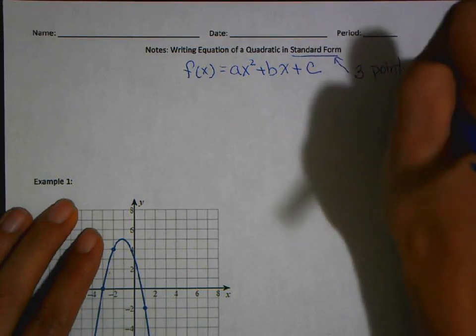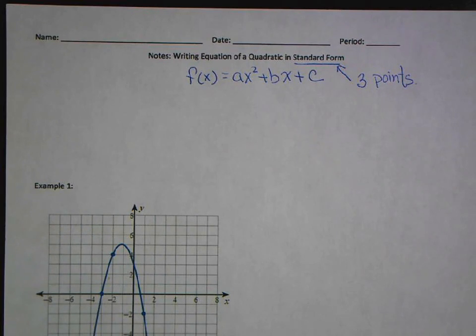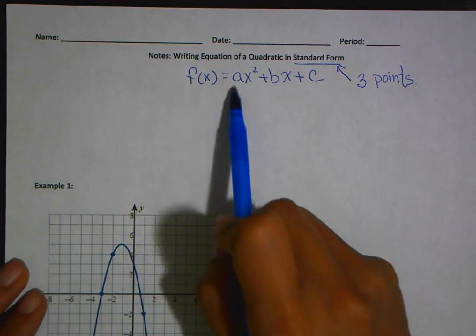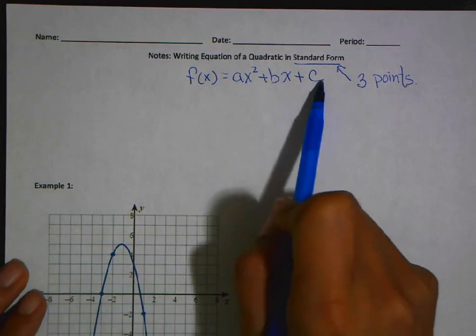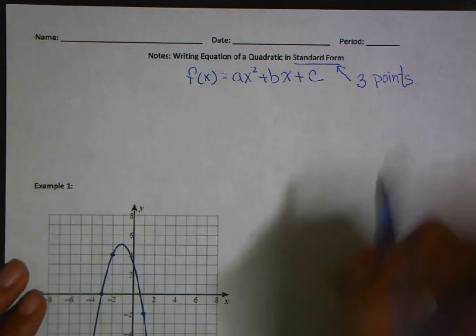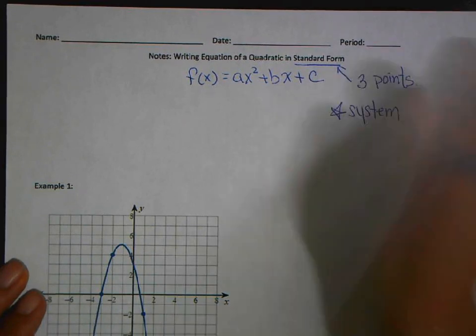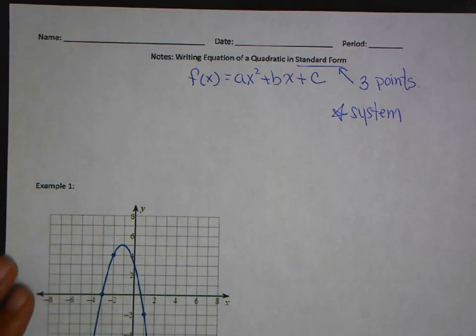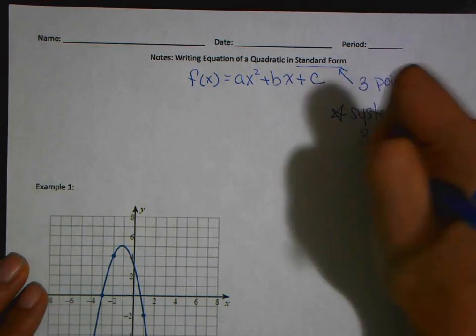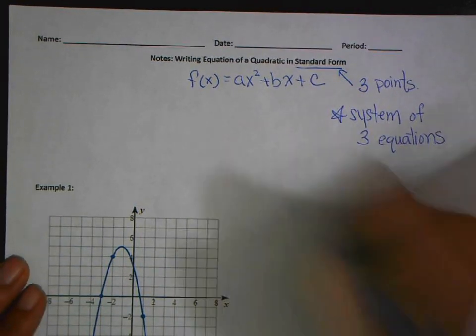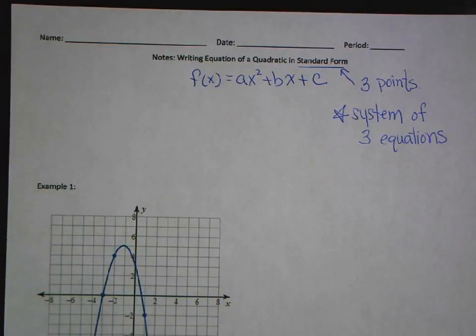Any 3 points that are on the graph will give us all the information we need to write the equation in standard form. Now, if you notice, the points are only going to be your x and your y. That means you're actually solving for a, b, and c, 3 different variables. So what this means is with standard form, you're going to need to write your equations in a system of 3 equations, because you have 3 variables, a, b, and c, and then solve that system of 3 equations. Okay, let's take a look.